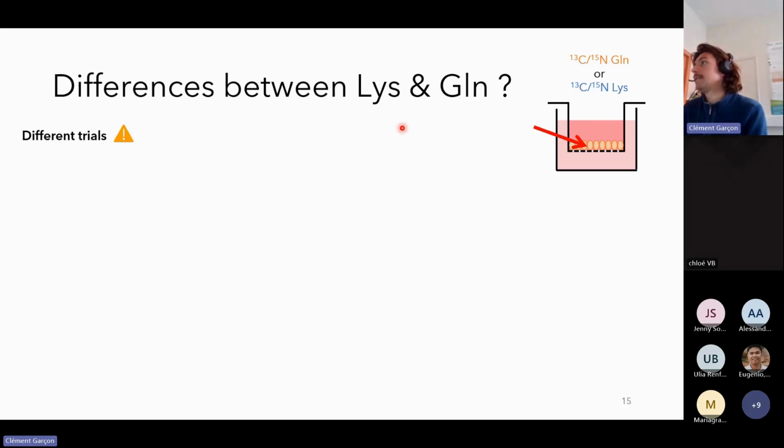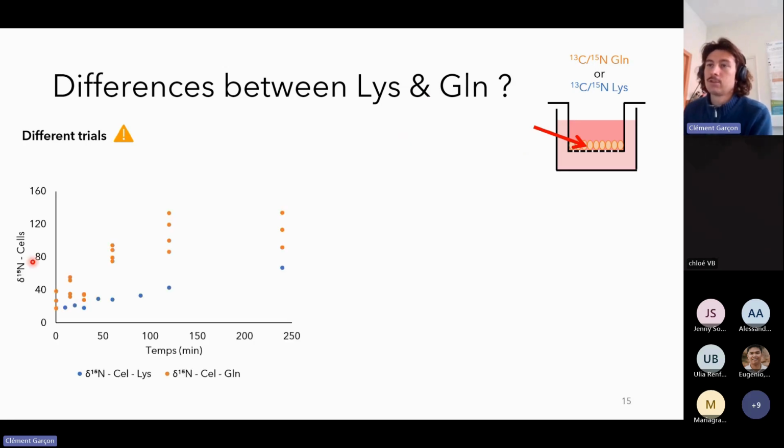We used either the labeled glutamine, in orange, or the labeled lysine. And as I was saying, we're going to look at the enrichment in the cells. If we look first at the nitrogen, you see that for the lysine, in blue, it makes a line over time with a linear increase.